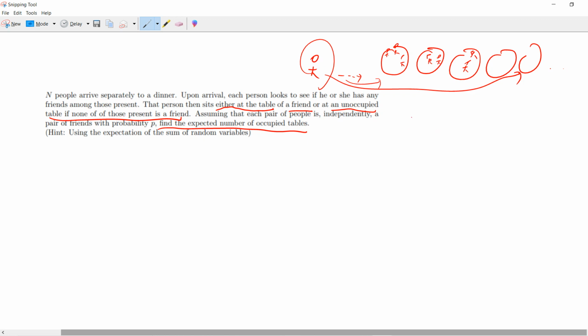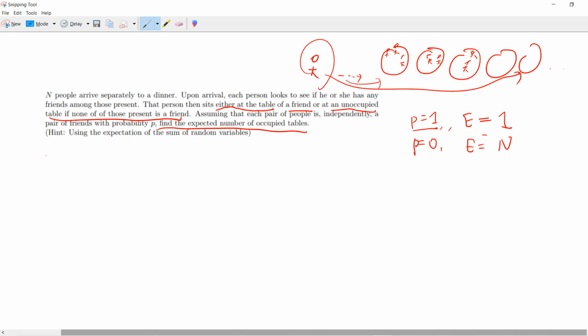So you at least know the answer when p equals 1, right? When p equals 1, everyone is a friend, so the expected number will be 1, because everybody can go into the first table. If the probability is 0, then no one can be friends, so the expected value should be n, because the n people all go to different tables.